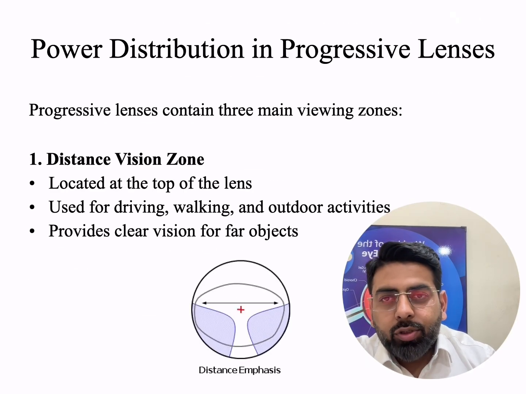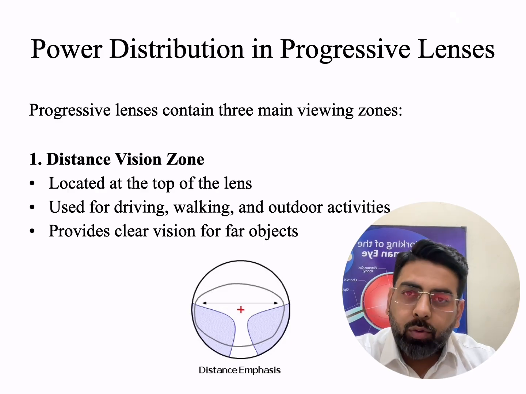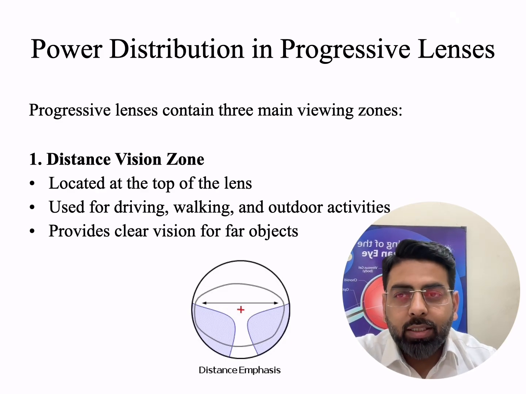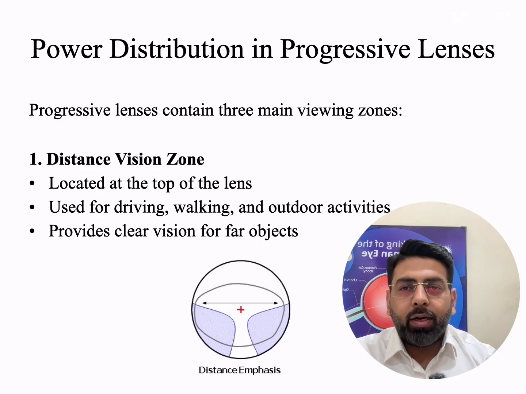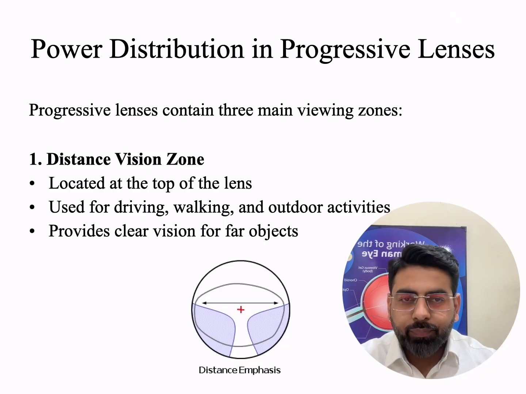Power distribution in progressive lenses. Progressive lenses have three main view zones. Number one is the distance viewing zone, which is usually located at the top of the lens. It is used for driving, walking and outdoor activities. It provides clear vision at far distances.